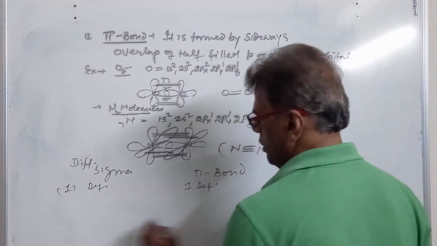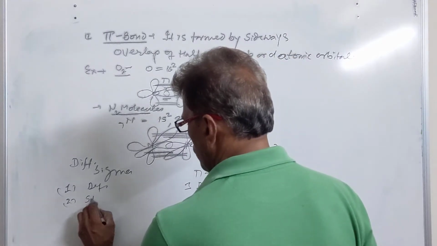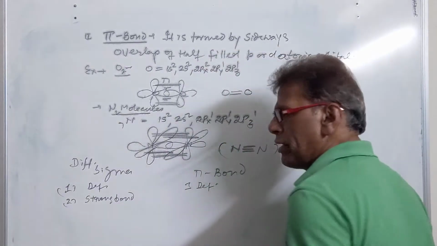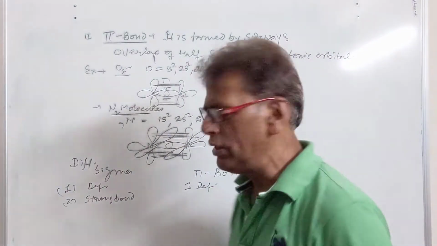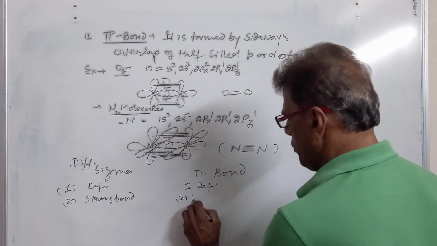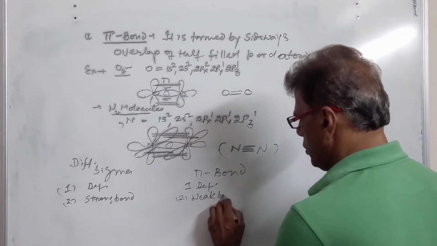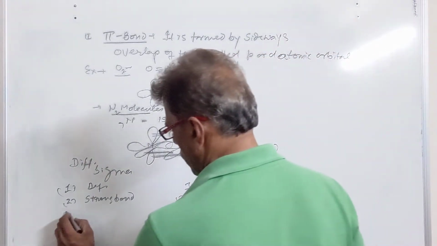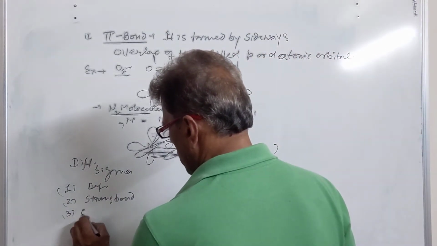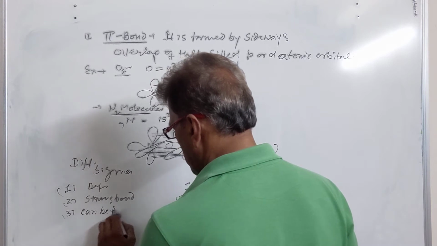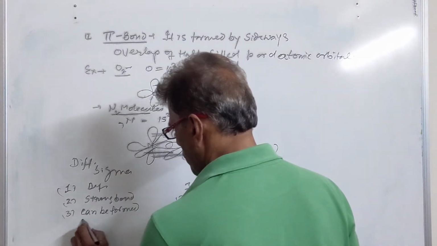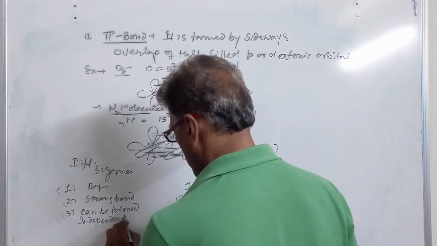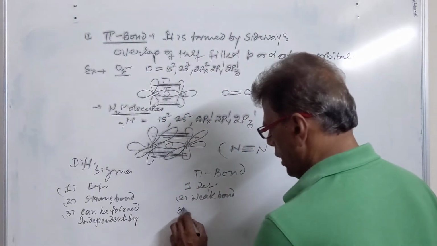Second, sigma is a strong bond because overlapping along the internuclear axis is always strong, and pi bond is a weak bond since overlapping sideways is a weak overlap. Third, sigma bond can be formed independently, while pi bond cannot be.